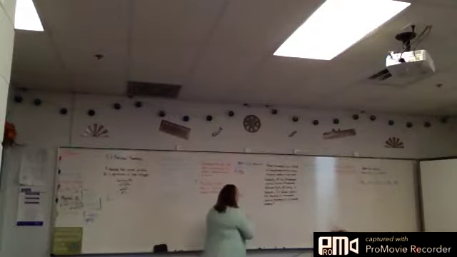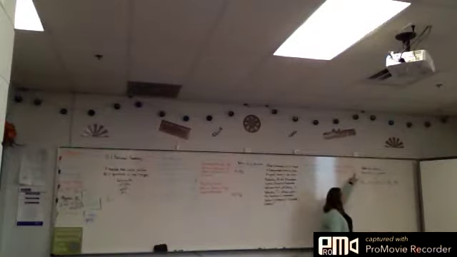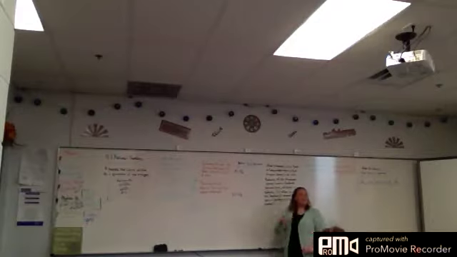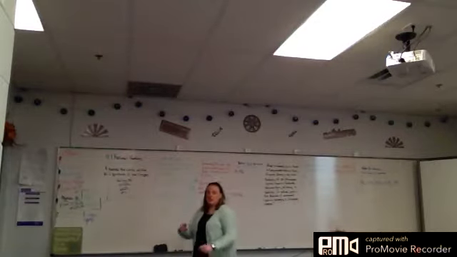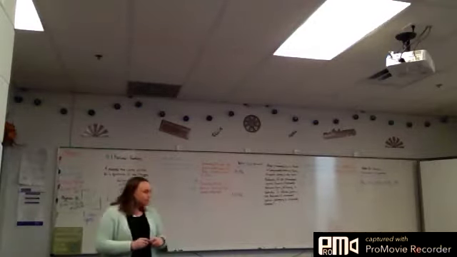See this bar that's over top of this? That means that it would repeat. So that bar means that it's a repeating decimal. Does that make sense? Very good.